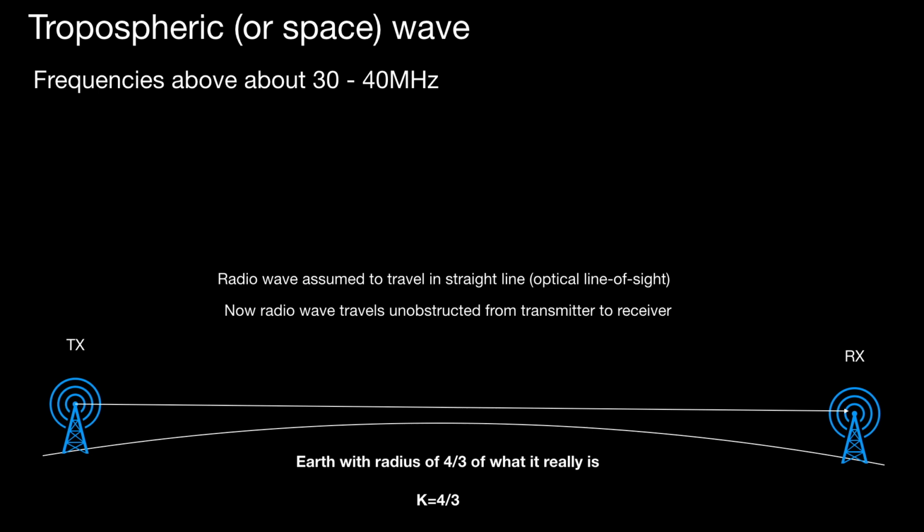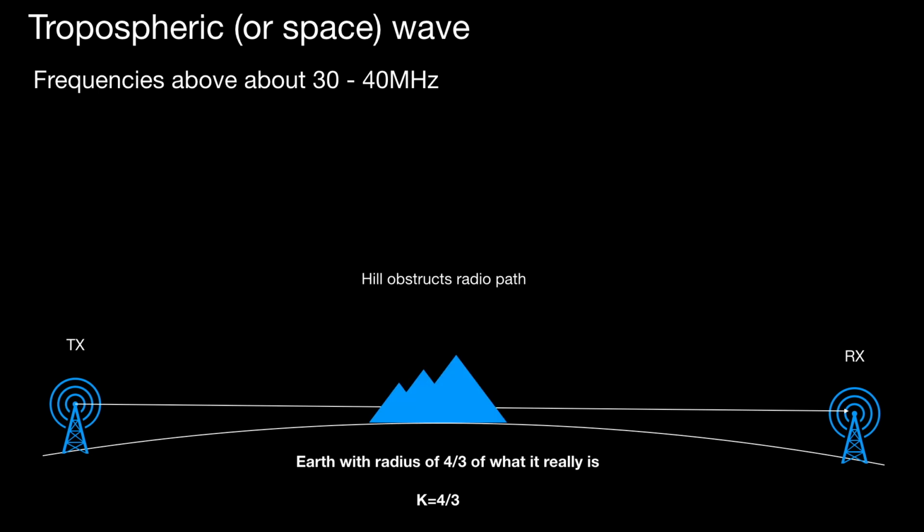And that apparent radius of the Earth, we call K, and I don't think we need to know that, but it's just background. So here we have a signal, and we've said K equals 4/3. Optically, you wouldn't be able to see the transmitter from the receiver or vice versa, but from a radio point of view, you can. Now, if there was a hill in the middle with K equals 4/3, then unfortunately the signal wouldn't get through because it would hit the hill.